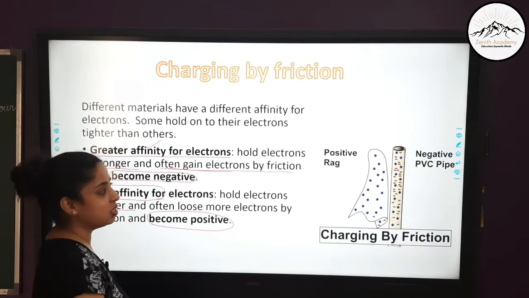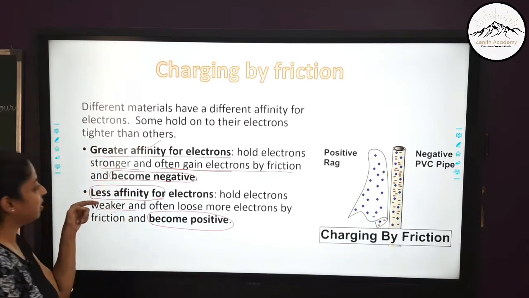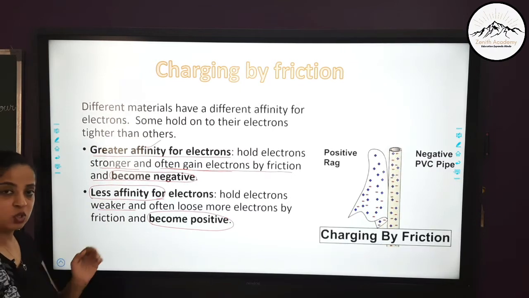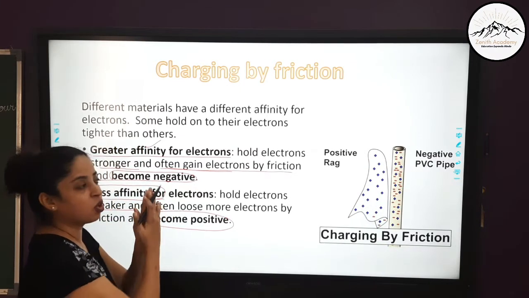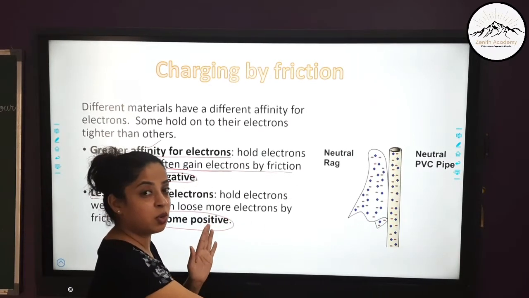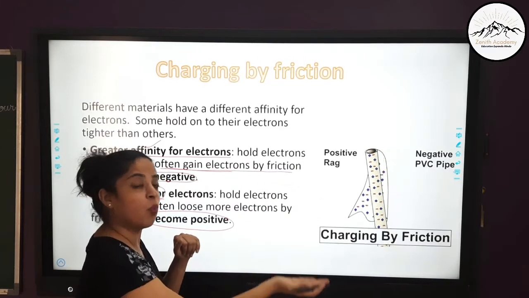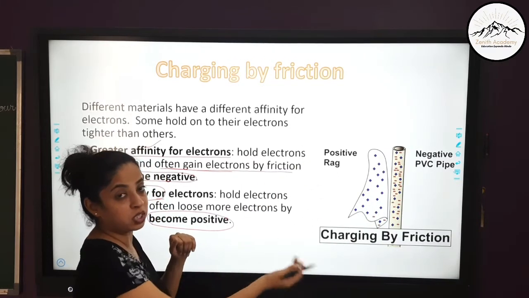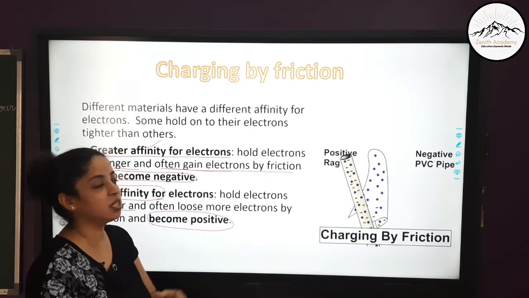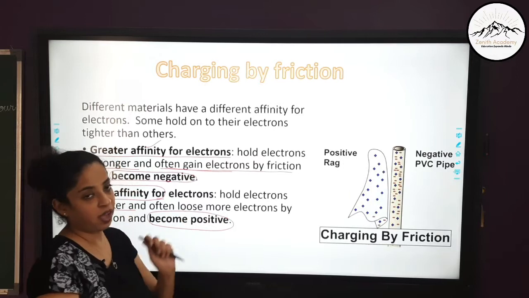So what happens is the rag has a less affinity for electrons. So when there is rubbing, the electrons move towards the PVC pipe. Now since the electrons are moving there, this has become positive, and now the PVC pipe has more number of electrons, so it has become negative. So in this way we have charged the PVC pipe. How have we charged it? By rubbing it with a rag.